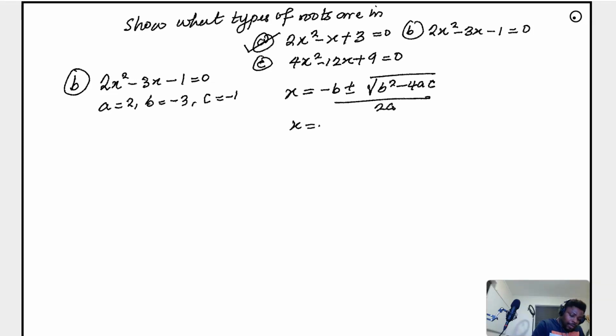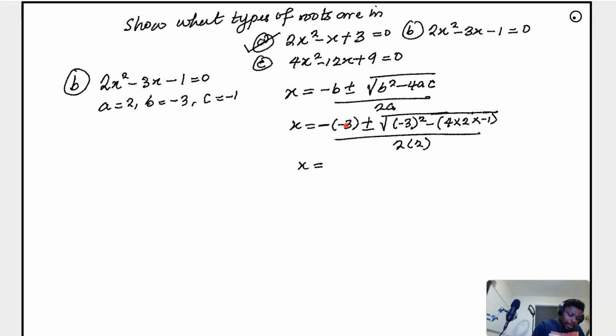So x is minus, what is b? B is minus 3, plus or minus, b is minus 3, that is squared, minus 4 times a, that is 2, and what is c? Minus 1, all over 2a. What is a? 2. So here, minus times minus, that is plus. That is 3 plus or minus square root of 3 squared is 9 minus 4 times 2, 8 times minus 1, that is minus 8, over 4.